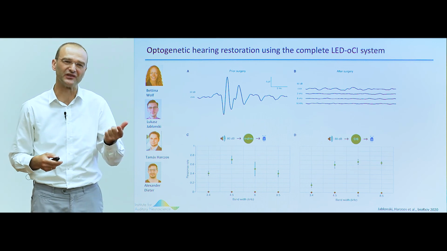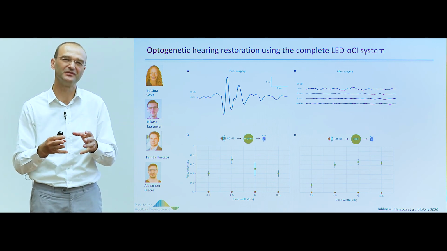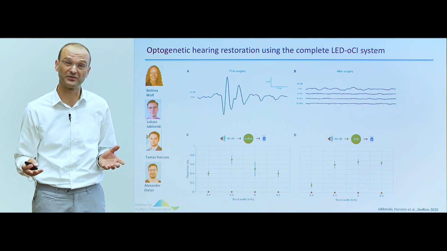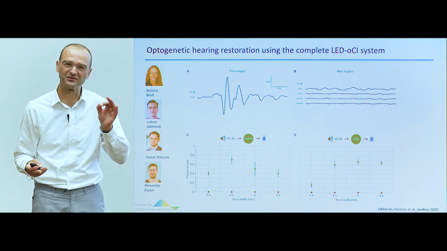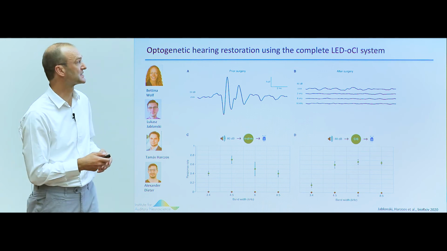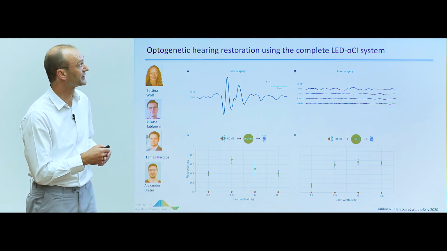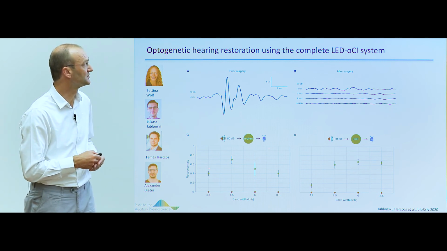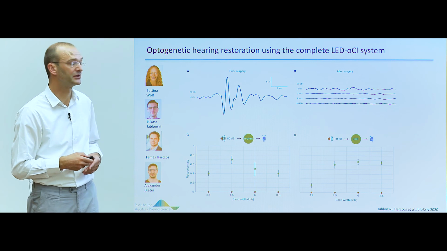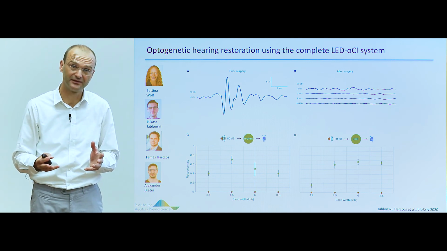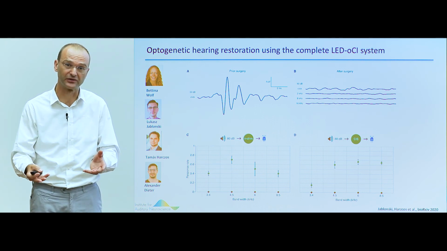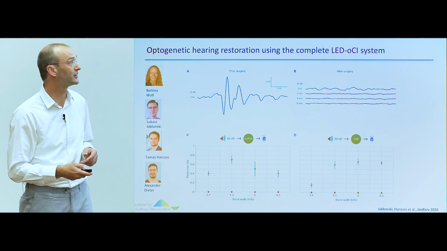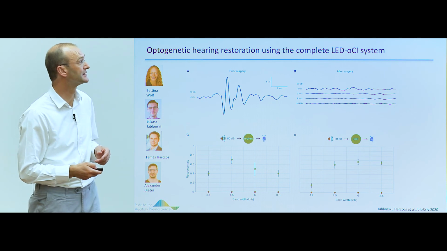We went a step further and used the whole system and a sound coding strategy that is currently used in electrical cochlear implants to then use sounds to drive the same behavior. And that's what you see here. So these animals have been deafened, and then upon the sound stimulation, they could perform the behavior. So yes, the animals can hear the light. There is restoration of hearing using optogenetic cochlear implants.